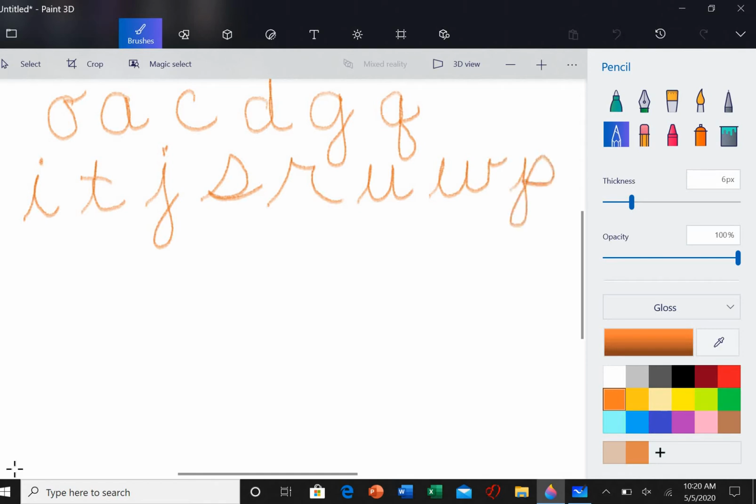Remember, P was kind of trickier. I think it's kind of tricky, but they all have a point. That's why they're called pointy letters. They all start going up with a point like that. So there's our pointy letters.